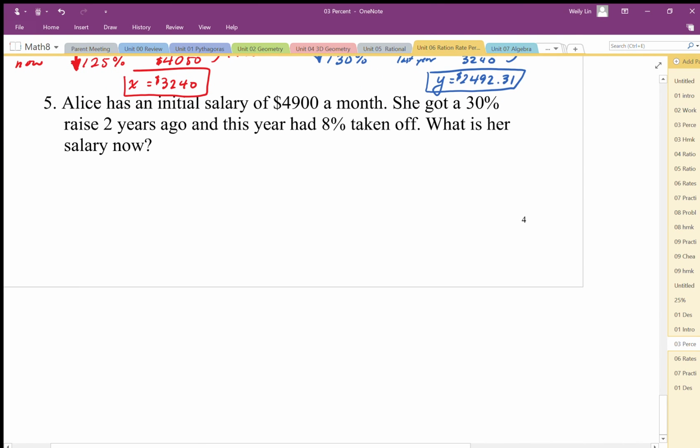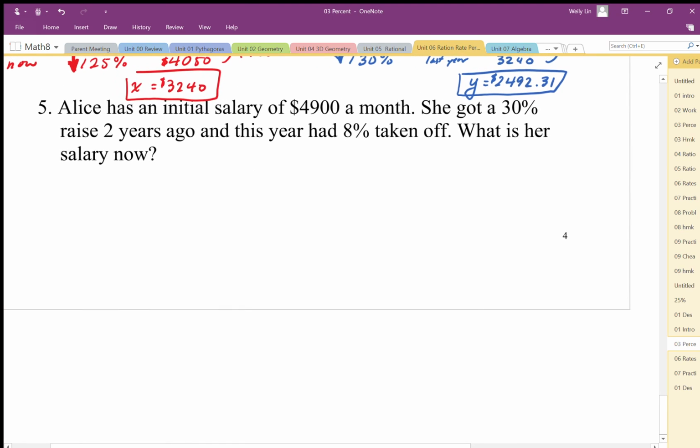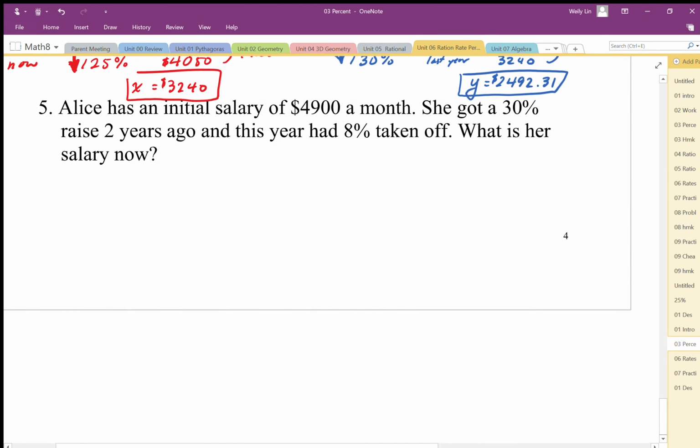Lastly, here we have Alice, who's got an initial salary of $4,900 a month. She got a 30% increase 2 years ago and then had 8% taken off. Well, I'm going to say that she had $4,900, and we're going to do this one as a multiplying problem. So she got 30%, she ended up with 130% of her original. So our decimal multiplier is going to be 1.3. That represents her 30% increase.